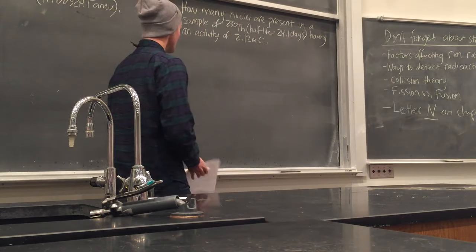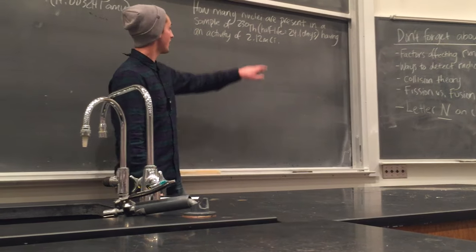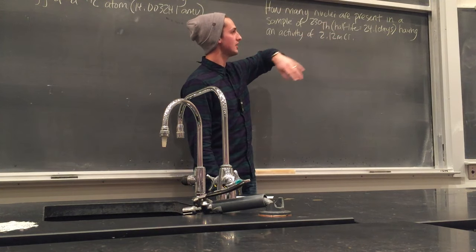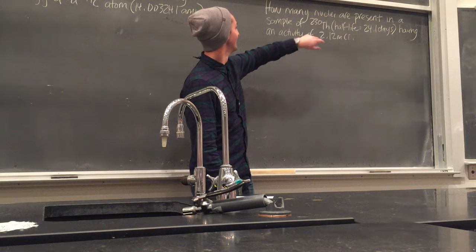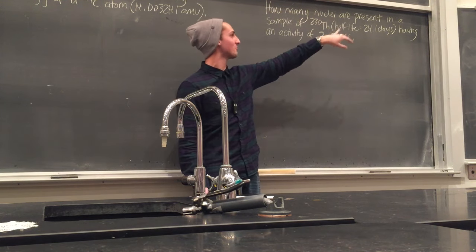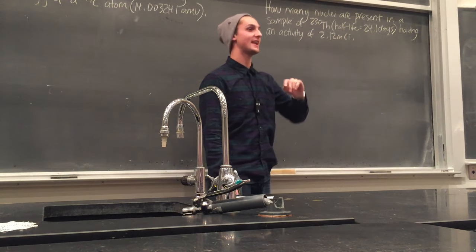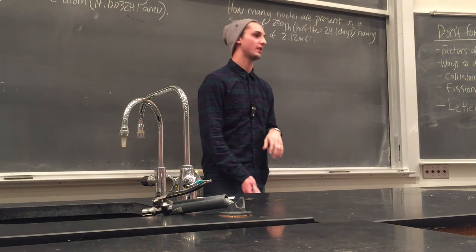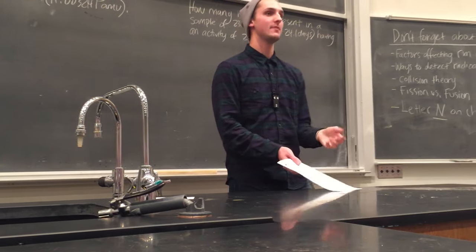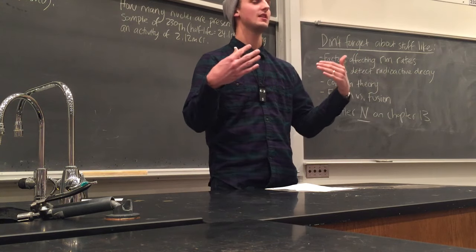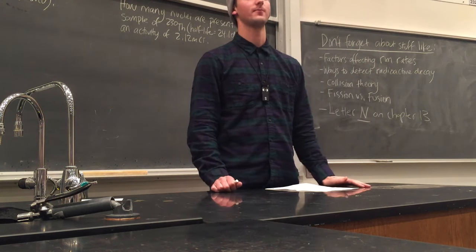So, what we're looking at here is we want to know how many nuclei are present in a sample of thorium-230, which has a half-life of 24.1 days, and it has an activity of 2.1 millicuries. Okay? What an activity means is its disintegrations. All right? The activity is how much is disintegrating.